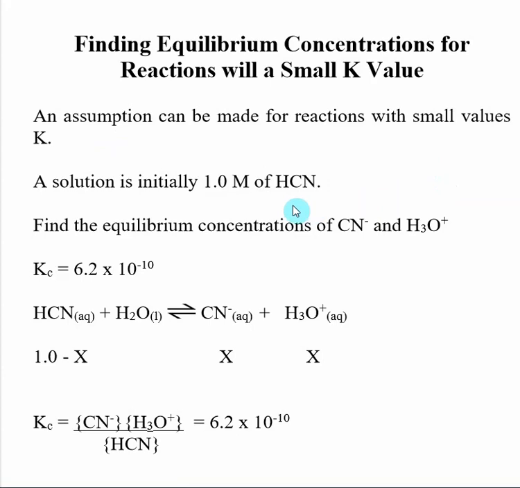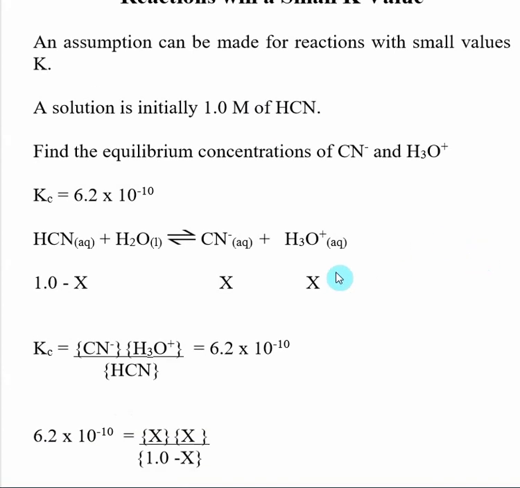So here, let's say I tell you I have an initial concentration of 1.0 molar of HCN, and I also tell you that this reaction is involved in an equilibrium. I also tell you what the K value is, and what we're interested in is finding the equilibrium concentration of our two products, CN minus and H3O plus.